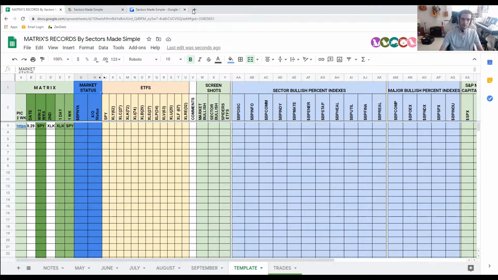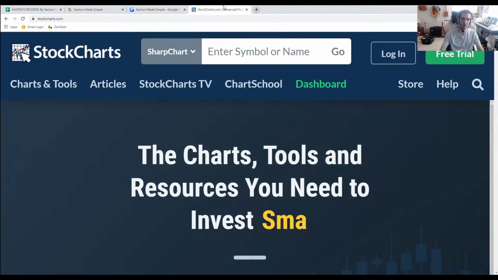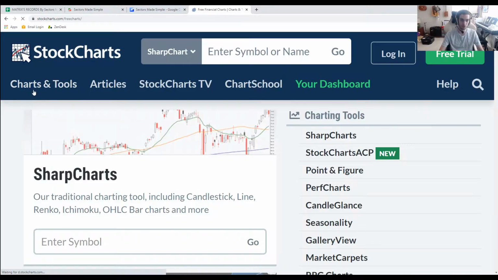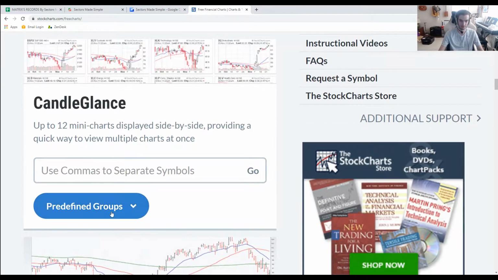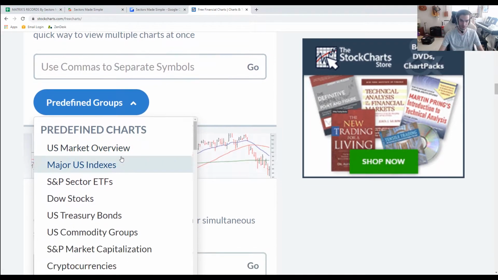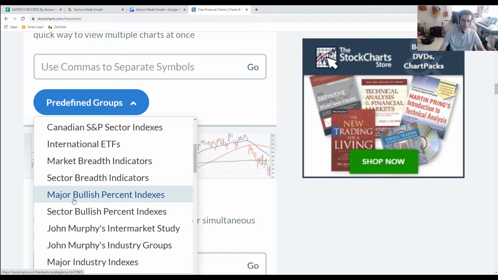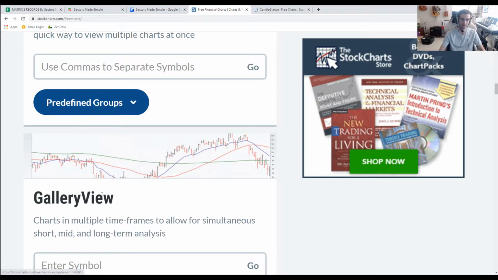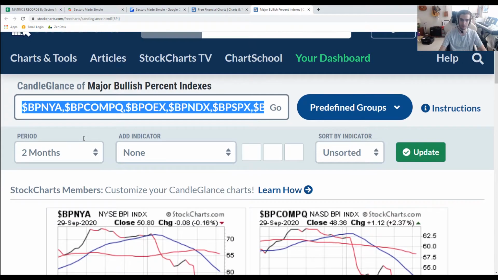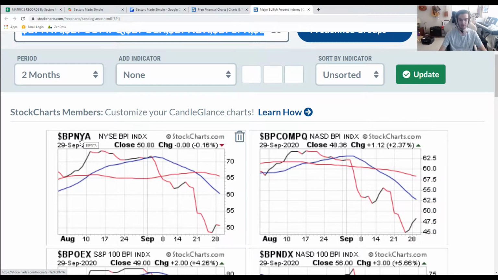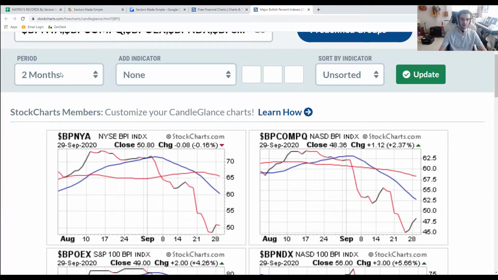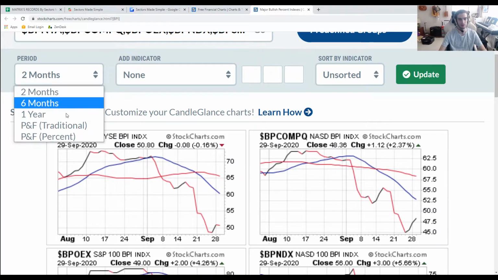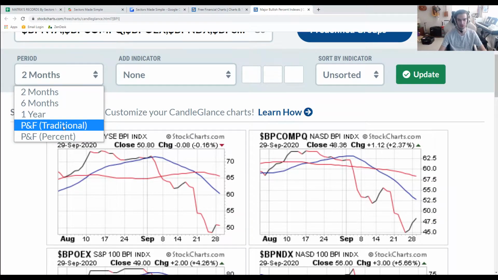Well, that's where you have to go to our lovely location, stock charts. In stock charts, you go to charts and tools, scroll down to our perf charts, candle glance, and then under predefined charts, we want to click on major bullish percent indexes. So I will do that, which gives us these crazy lines. We don't want this. We want to see our lovely game of tic-tac-toe with our X's and O's. So to do that, under period, we're going to click on P and F traditional.